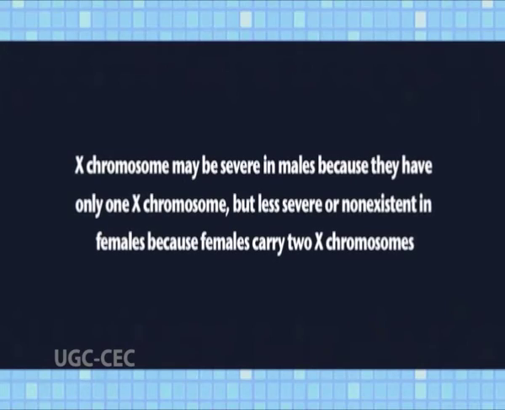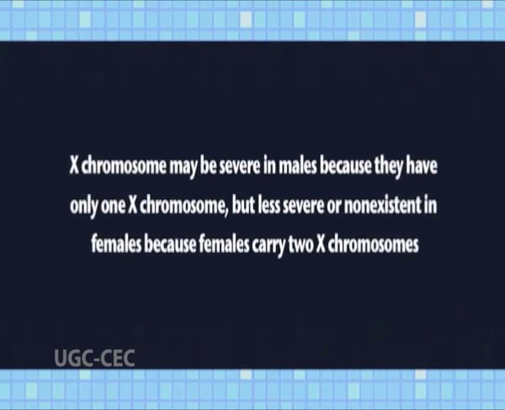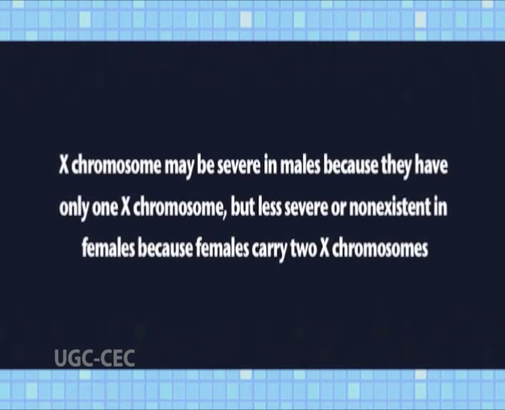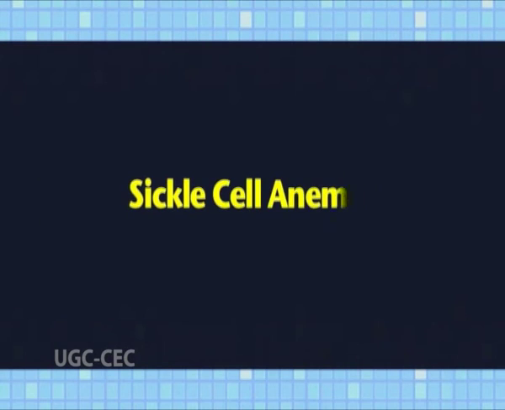Diseases that involve mutations carried on the X chromosome may be severe in males because they have only 1 X chromosome, but less severe or non-existent in females because females carry 2 X chromosomes. Now let's understand what is sickle cell anemia.